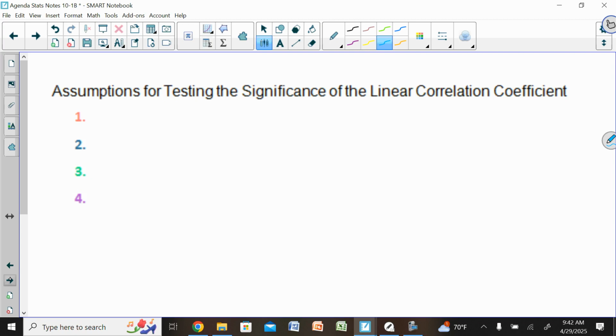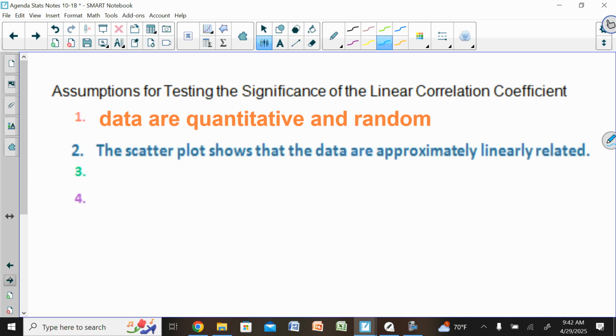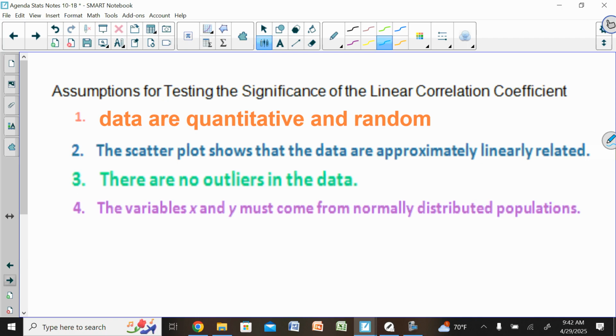Before we can do that, let's talk about 4 assumptions or conditions in order to test our significance. One is we have to have quantitative data and random samples. We always know we're looking for random samples. The scatter plot does give us a pretty good idea that we've got an approximate linear relationship. There's no outliers. When you make the scatter plot, you get a pretty good idea if there's outliers, if you've got points that are very far away from the cluster of data or the line of data. You can kind of picture that line of best fit that we'll get into in the next section. And 4, our 2 variables, x and y, should come from approximately normal distributions. If all of those conditions are true, we can go ahead and do a test.